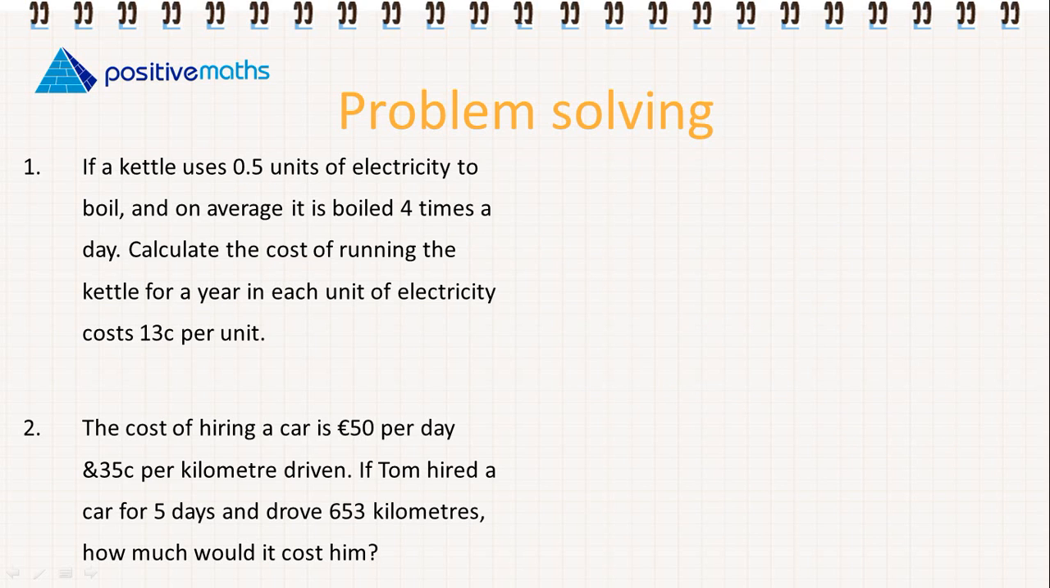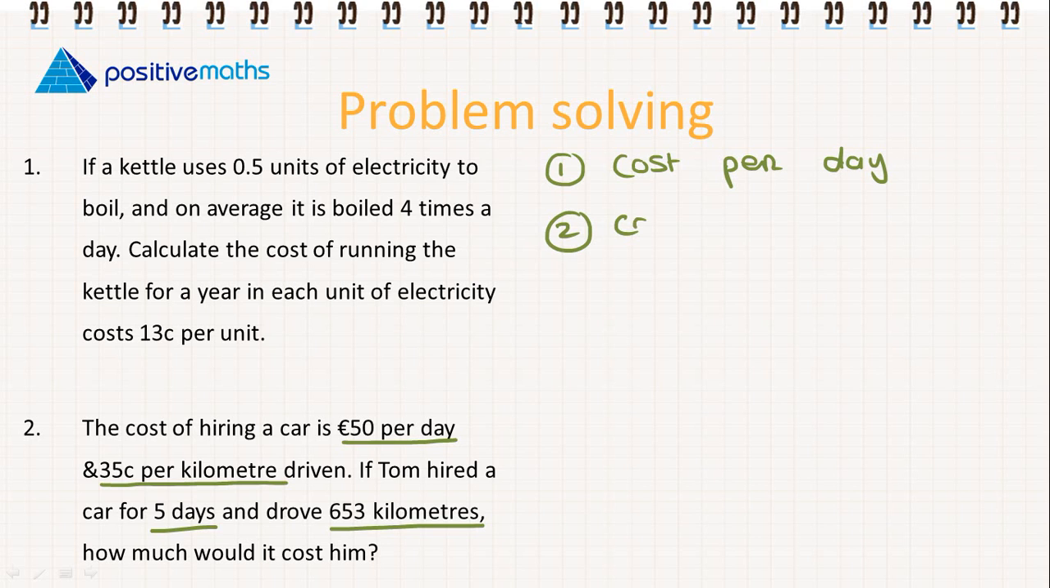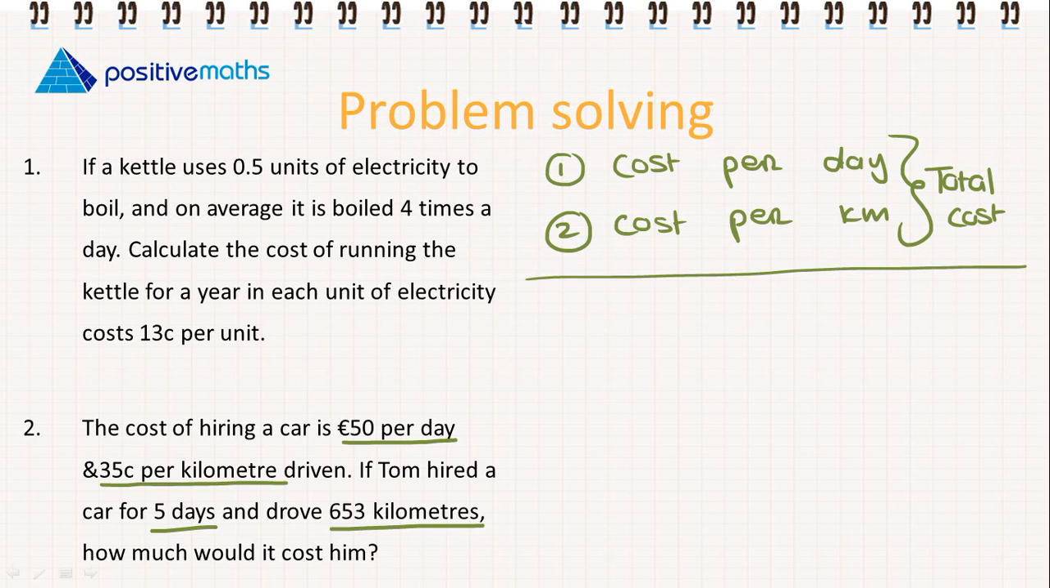Okay, so on to question 2. The cost of hiring a car is €50 per day and 35 cents per kilometre driven. So 35 cents per kilometre. If Tom hired a car for 5 days and drove 653 kilometres, how much would it cost him? Okay, so we have to figure out 2 different things here. The cost per day and the second thing is going to be the cost per kilometre. And then really we add these together to find the total cost.